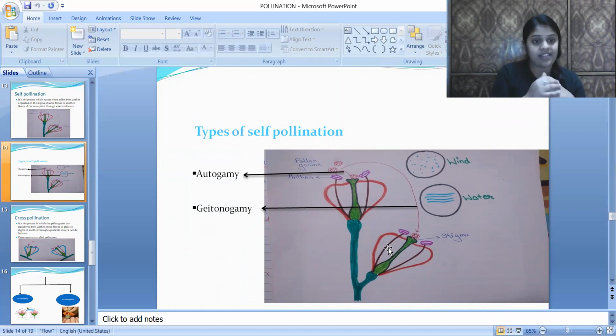So the pollen grains need a vehicle for moving from one place to another, and these vehicles are called the agents or pollinators, which help pollen grains for the movement. In case of self-pollination, the pollinators are wind and water.